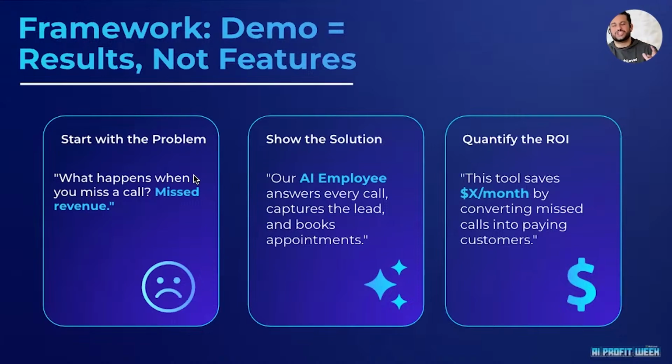Then you transition to your solution, right? You don't tell them what the solution is. You explain how the solution can help. What's the impact of capturing more leads? What's the impact of booking more appointments? Like what could that do if you recovered revenue that you missed out on? Right?